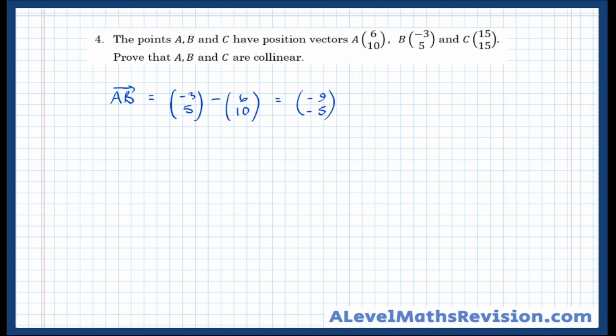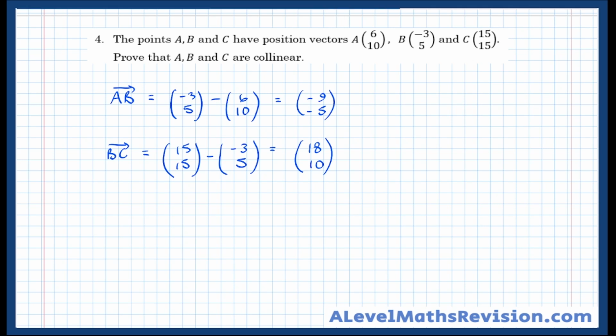Now let's have a look at BC. It equals C minus B, like that, equals, so 15 take away -3 is 18, and 15 take 5 is 10. So to get from A to B, we travel -9, -5. To get from B to C, we travel 18, 10.